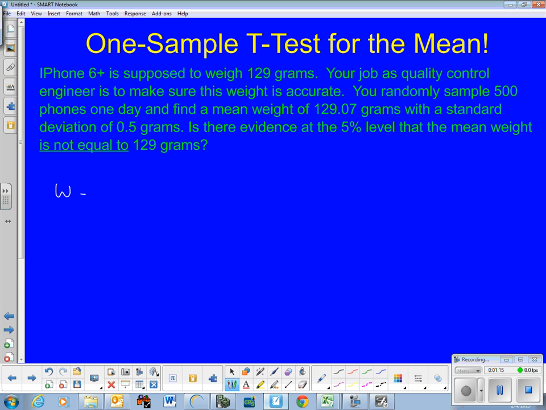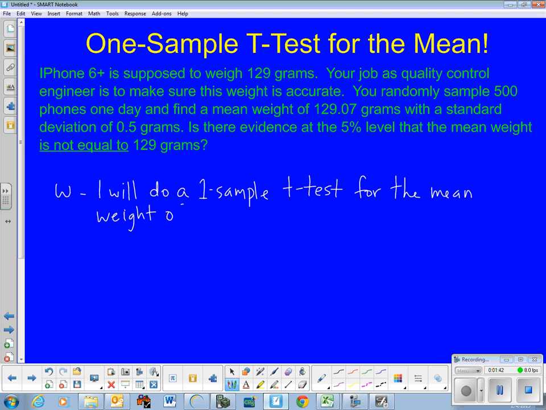What test are you doing? I will do a one sample t-test. We're in mean world now, so we're in t's, not z's. A one sample t-test for the mean weight of the iPhone 6 Plus. Get a little context in there. You can never go wrong with some context. What are we testing? We're testing what's the average weight of these iPhone 6 Pluses.